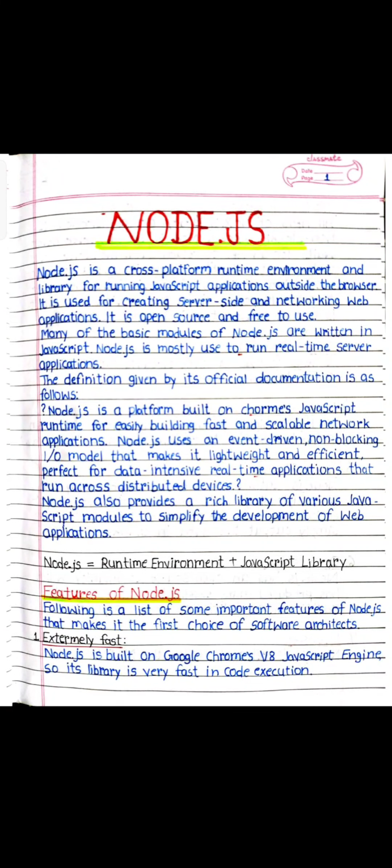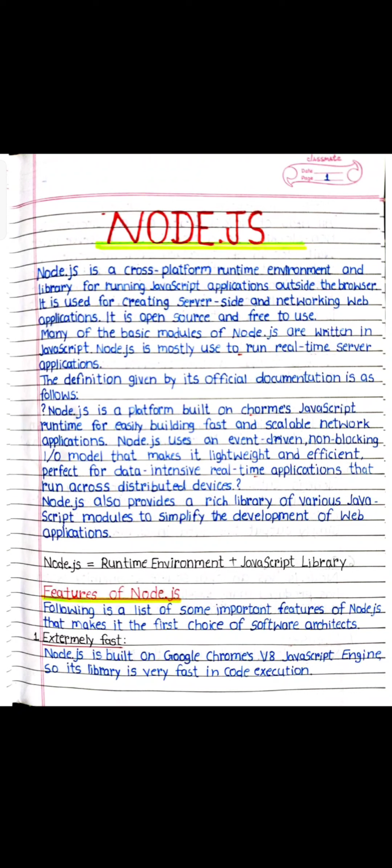Node.js is a cross-platform runtime environment and library for running JavaScript applications outside the browser. It is used for creating server-side and network web applications. It is open source and free to use. Many of the basic modules of Node.js are written in JavaScript. Node.js is mostly used to run real-time server applications.